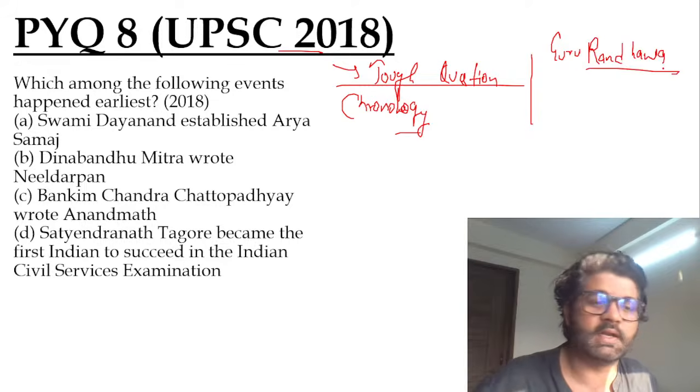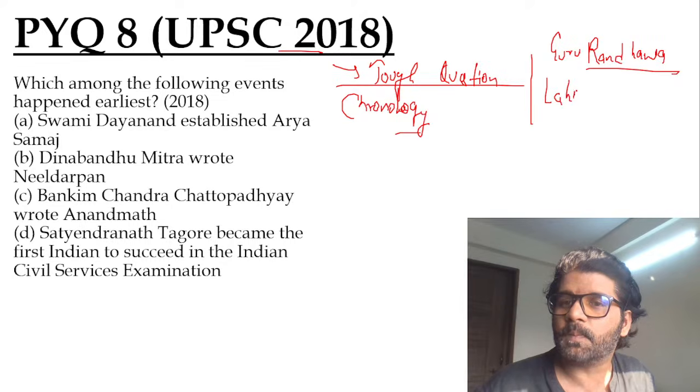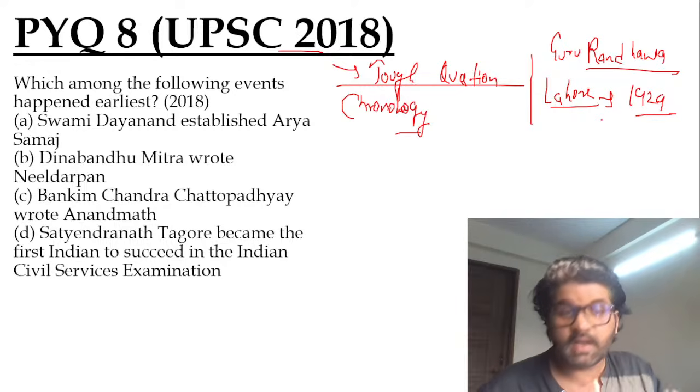Lahore session of 1929. First time adoption of Purna Swaraj as the resolution. Very good. Let's focus on this, guys.